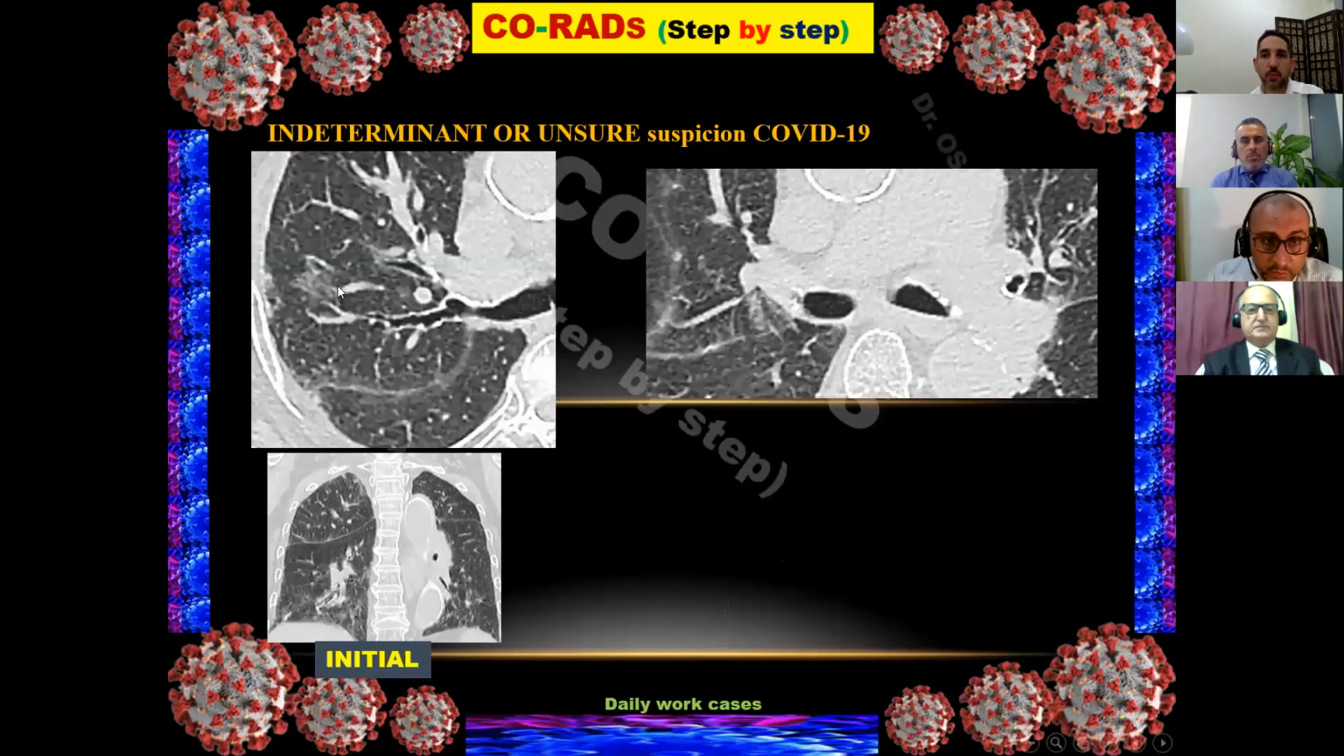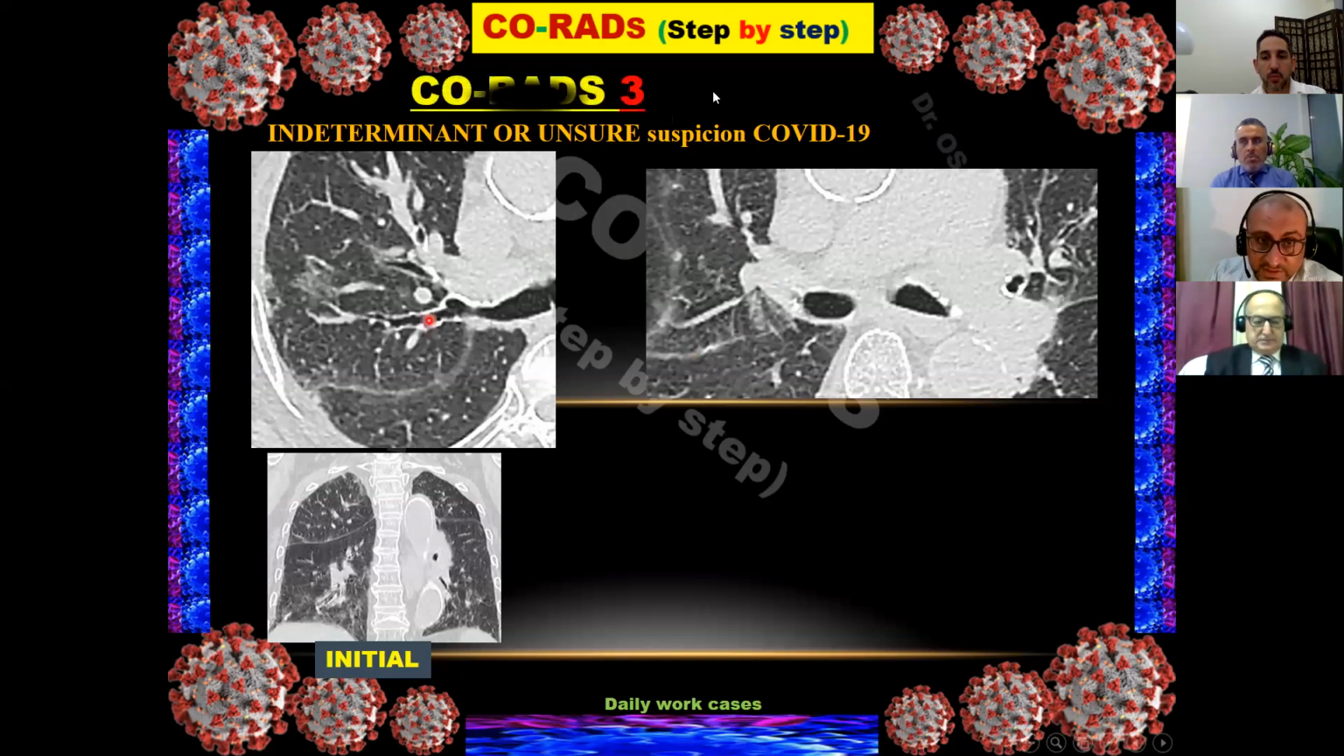Here we have ground glass opacity distributed in the perihilar region and in the center of the lung, here and there. In the coronal format imaging, the ground glass opacity is still in the center, not based on the fissure or the pleural surface. So it is diagnosed as a CO-RADS 3. CO-RADS 3 means an indeterminate or unsure diagnosis of COVID-19.